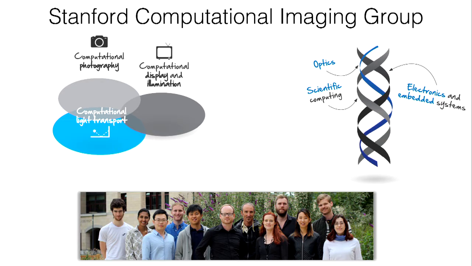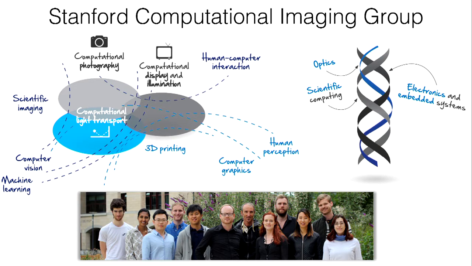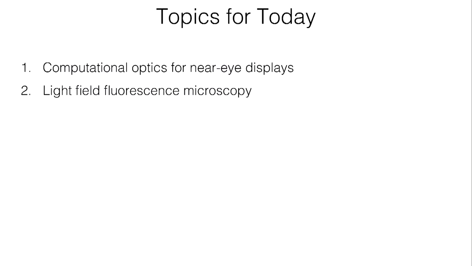So my group does computational imaging, computational display, and light transport in general. We're at this intersection of scientific computing and embedded systems and optics. We've only been around for about 2 years now, so the group is not too big, but the kinds of applications we're working on are in HCI, so human-computer interaction, scientific imaging. We work with SLAC, the linear accelerator, also on face retrieval problems. We work on computer vision problems and graphics things.